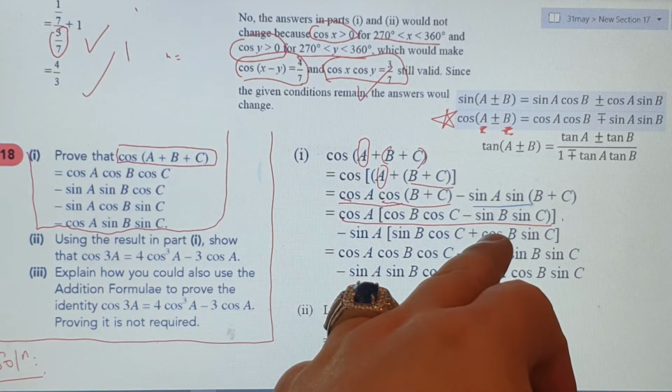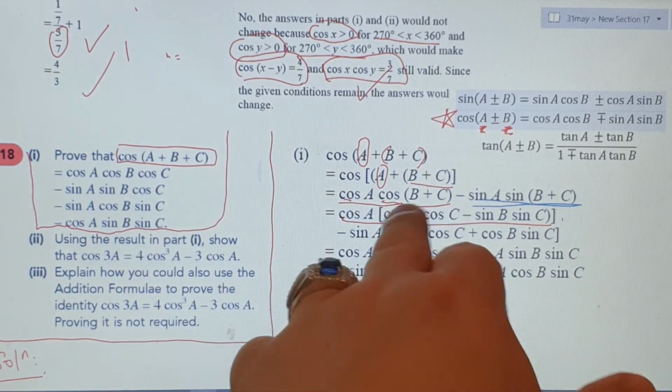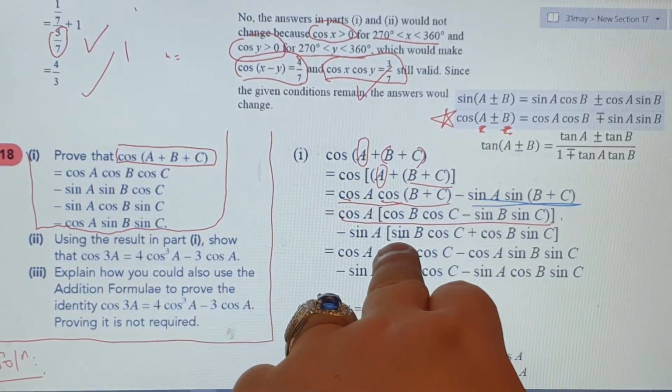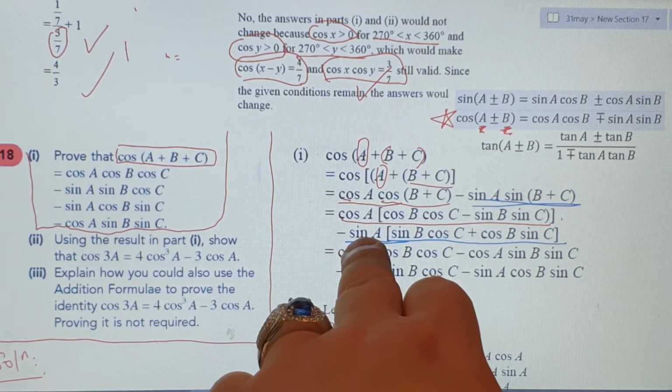This part here, can you see this minus here? This minus is this minus. This sine A is this sine A, okay? Now you have sine B, cos B, cos B, sine C, like that. Okay? What's the benefit of this?